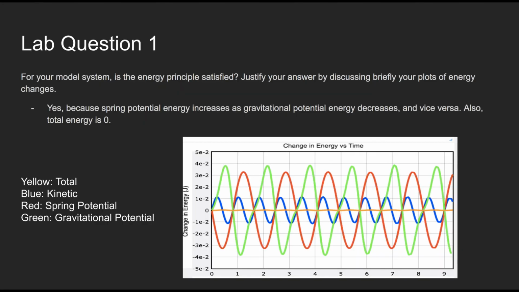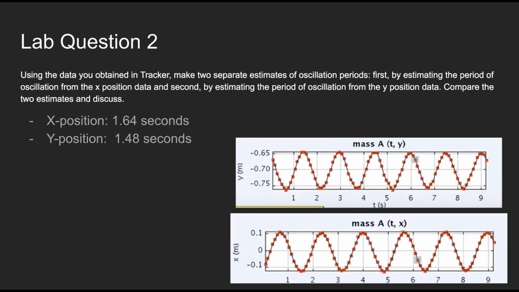Yellow is our total energy, which is the sum of red, blue, and green, and it should equal 0. Blue is our kinetic energy, red is our spring potential energy, and green is our gravitational potential energy. You can see that this does satisfy the energy principle because spring potential energy increases as gravitational potential energy decreases and vice versa. Also, total energy is 0, and this is a closed system, so no energy should be gained or lost.